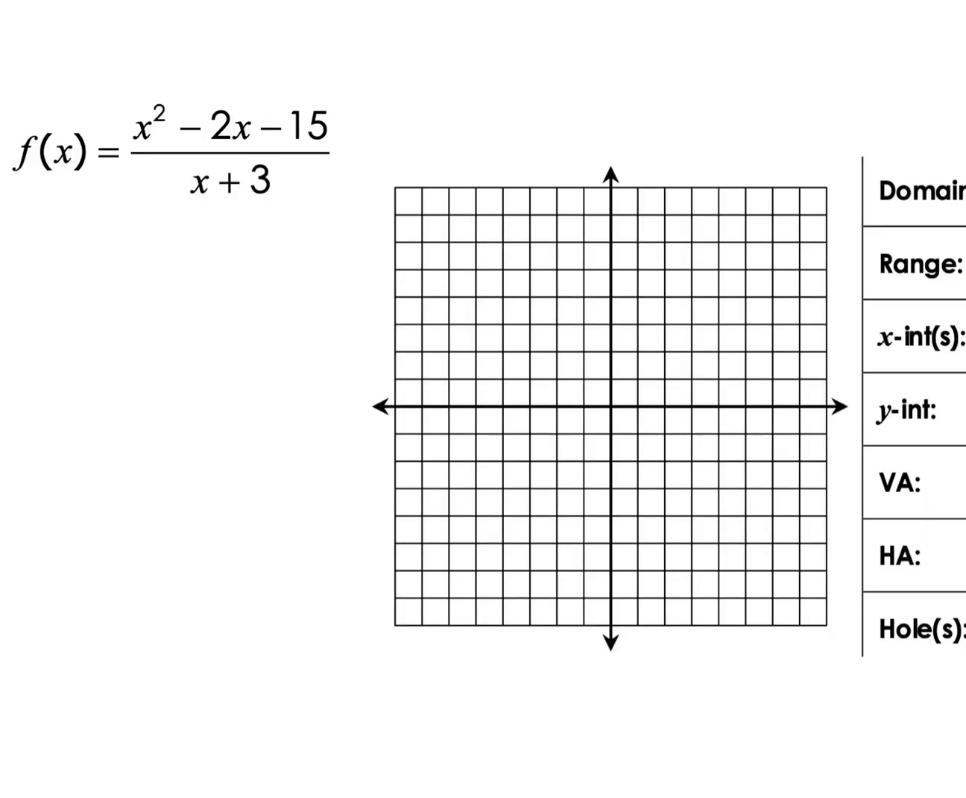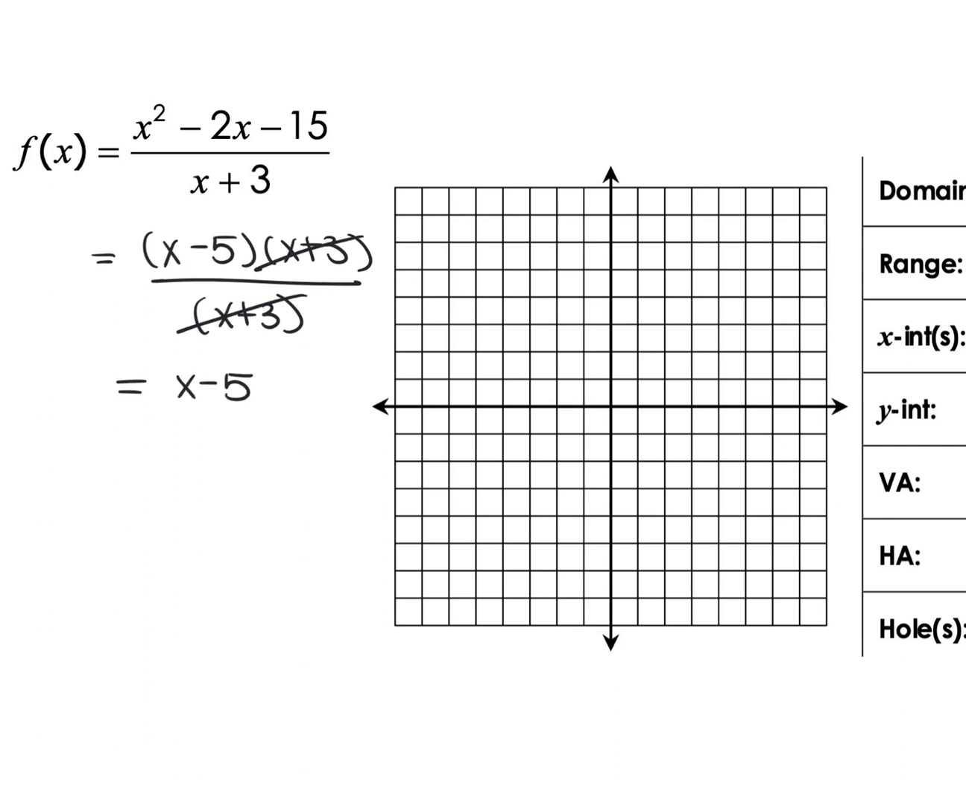Here we have f of x equals x squared minus 2x minus 15 over x plus 3. So we're going to go ahead and first factor the x squared minus 2x minus 15. Then we're going to go ahead and cancel out the x plus 3. So this is just x minus 5.